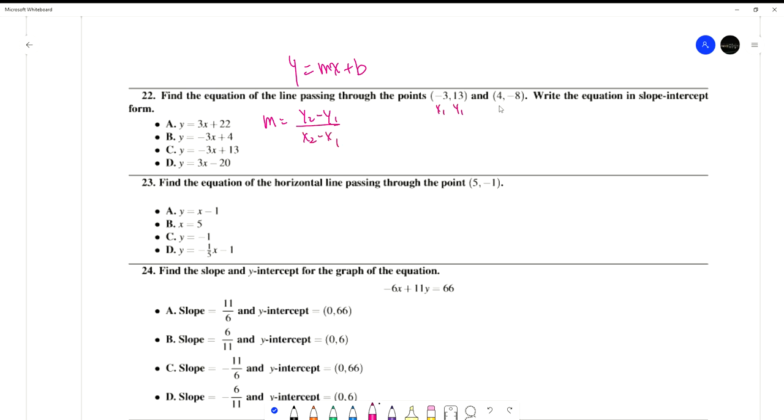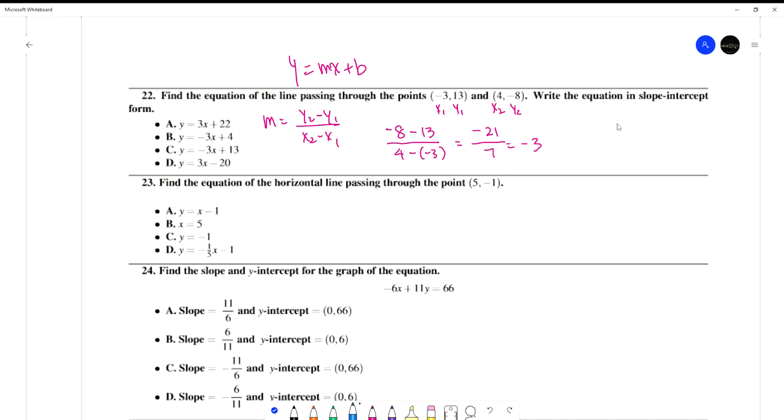So I'm going to label the points x1, y1, x2, y2. That way you don't mix them up. So y2 minus y1 over x2 minus x1. So negative 8 minus 13 is negative 21 over 4 minus negative 3, which is 4 plus 3 is 7, which gives us negative 21 over 7 equals negative 3. Okay, so that's our slope.